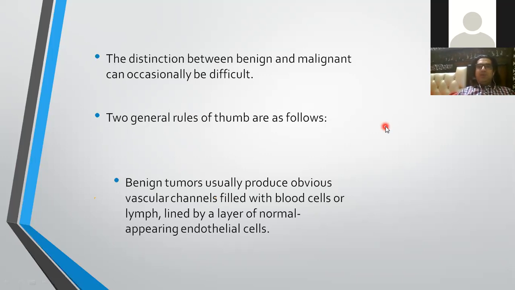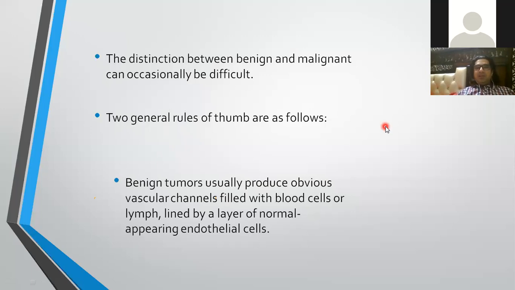So the general rule of thumb is that if obvious vascular channels are being formed and each vascular channel is separate, that is, two vascular channels are not interconnected, and they are lined by only a single layer of endothelial cells, then it means that this is a benign tumor, right?